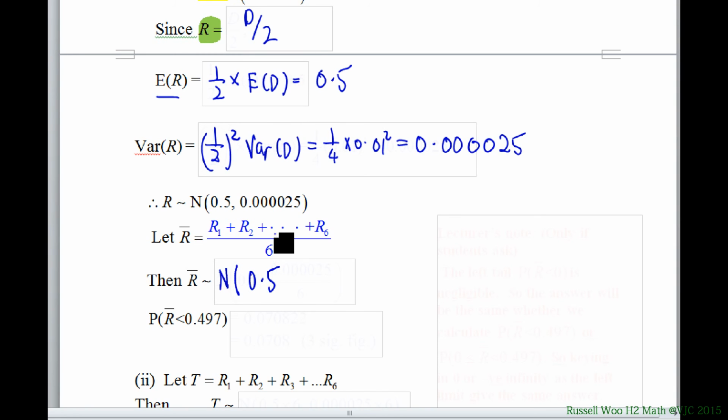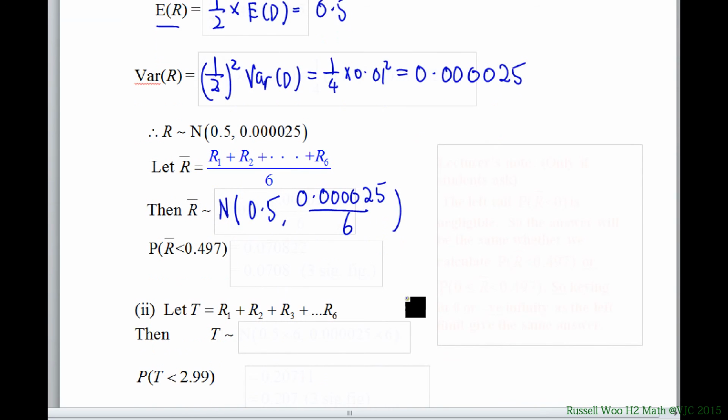Correct? And what is its variance? Variance must be 0.0000025, divided by n. Divide by what? Divide by 80. Oh no, sorry, 6. Alright? Then this one is simple calculator work. Don't waste time. Just key into a GC. Done.